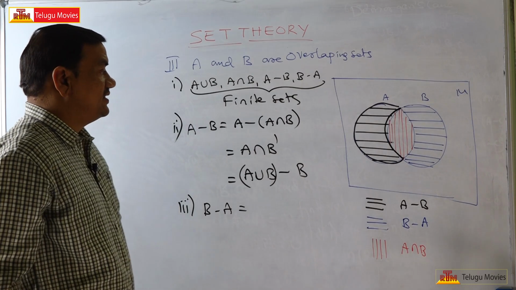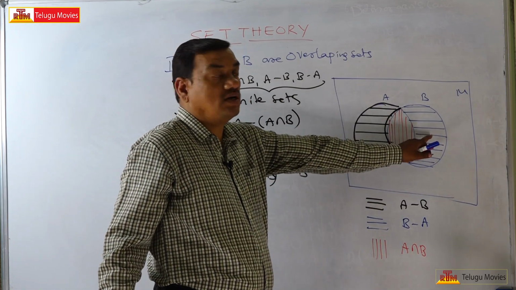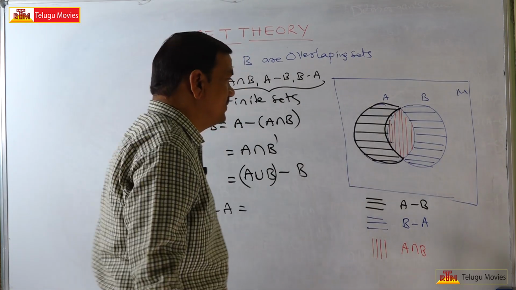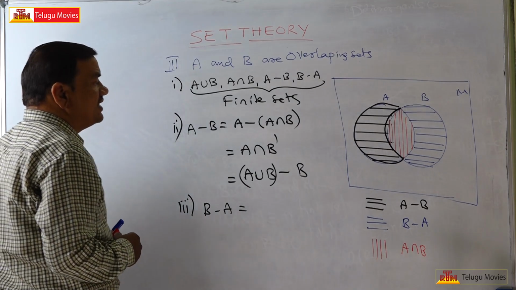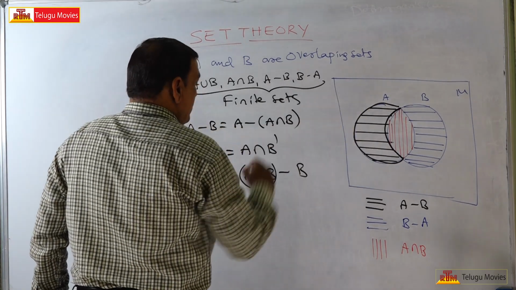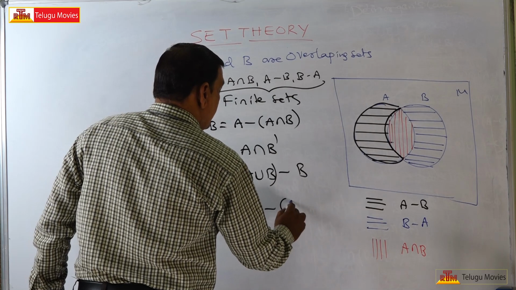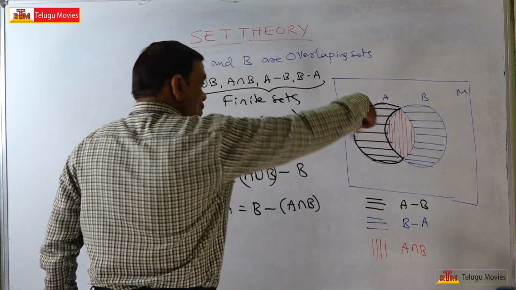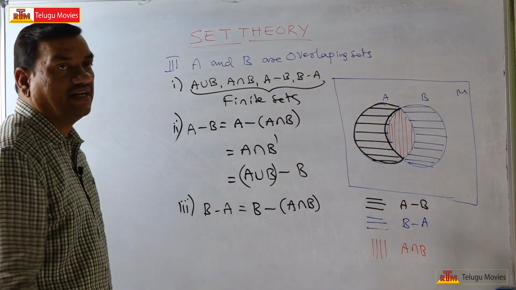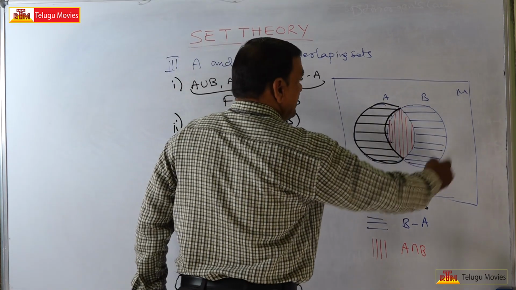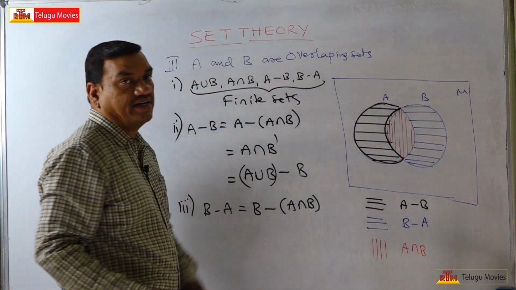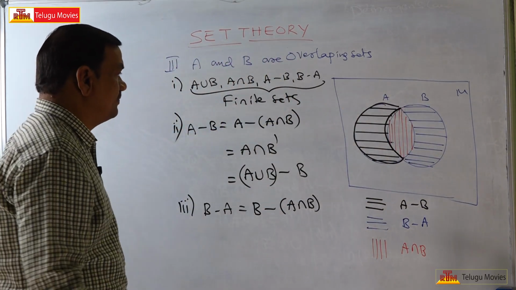What about B minus A? B minus A means the blue part. This is B minus A. Then what does B minus A mean? Total B minus A intersection B. That means total, this is B. From this you subtract A intersection B. Then you will get B minus A.